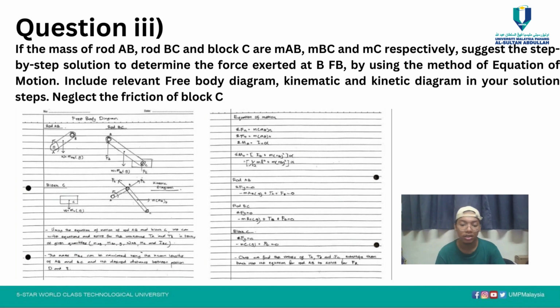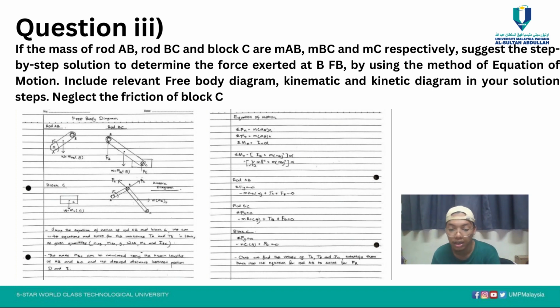Okay, by using the equation of motion of rod AB and block C, we can write equations and solve for the unknowns TA and TB in terms of given quantities like mass AB, mass BC, gravity, omega AB, mass C, and also I for rod BC. The mass MBC can be calculated using the known lengths of AB and BC and the distance between position D and E.